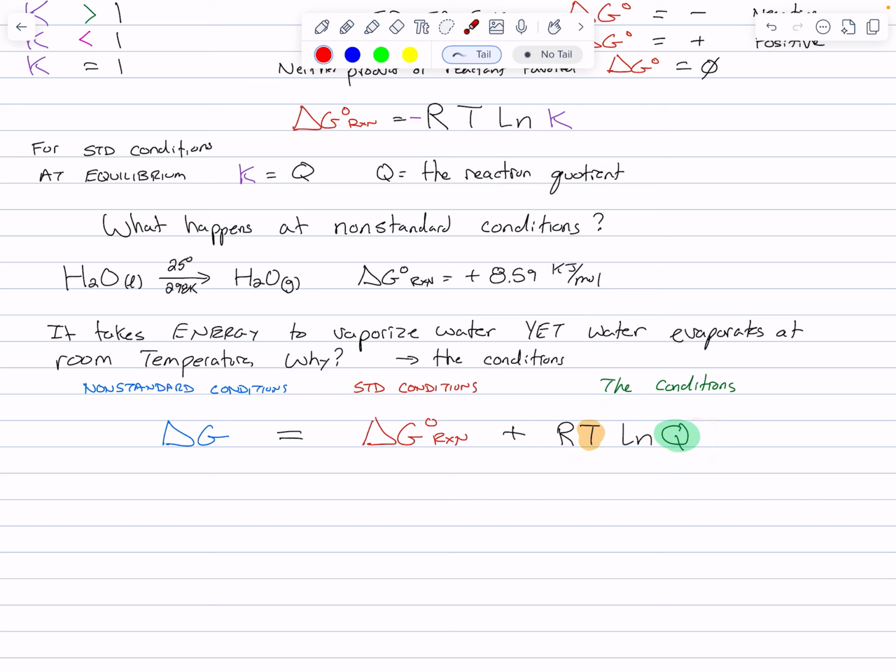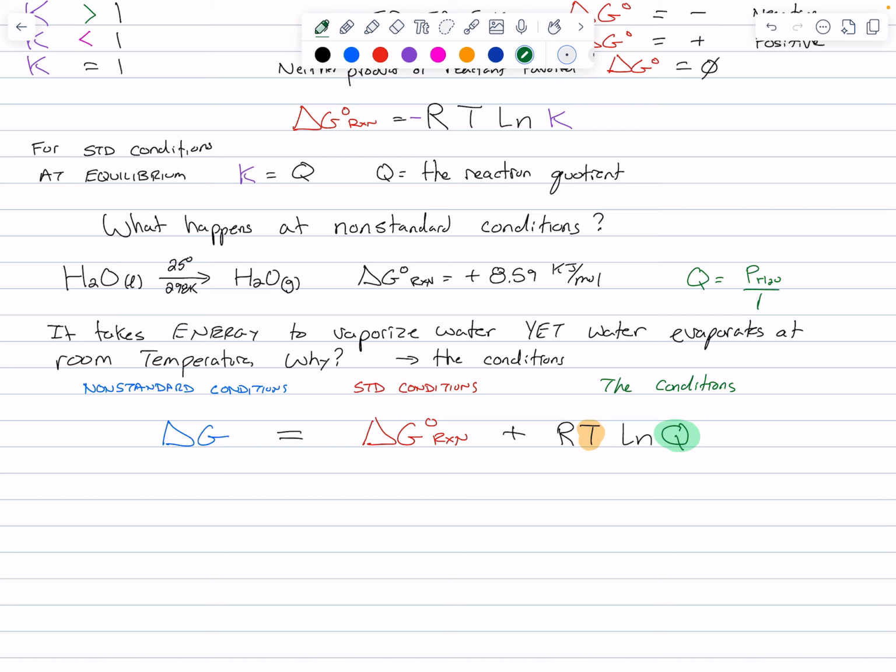If Q changes, and Q for this reaction would equal the pressure of H2O over 1, because we don't put liquids down there. Since the pressure of water in the atmosphere is not 1, and we're not at 100% relative humidity, because that matters too, we're not at standard conditions, so water can evaporate. If it gets really humid, like where I'm at in the summertime, water doesn't evaporate so well. But where it's dry, water evaporates really quickly. That's the conditions.